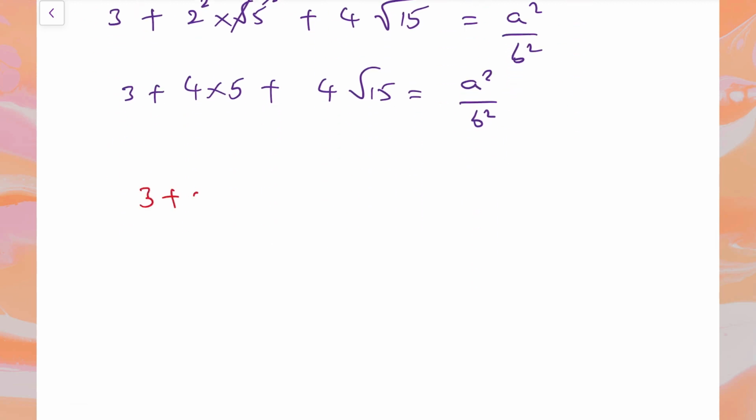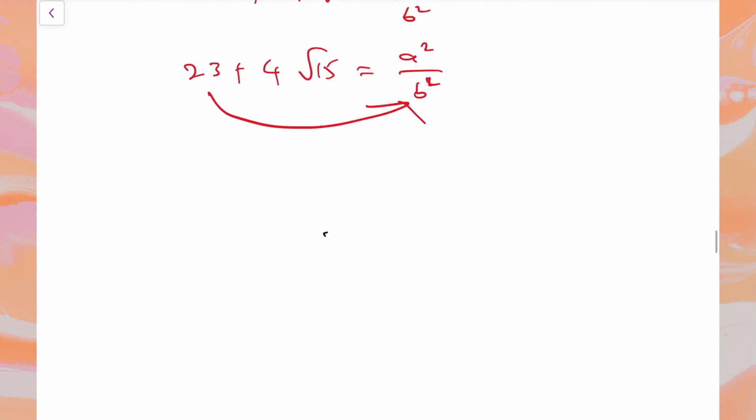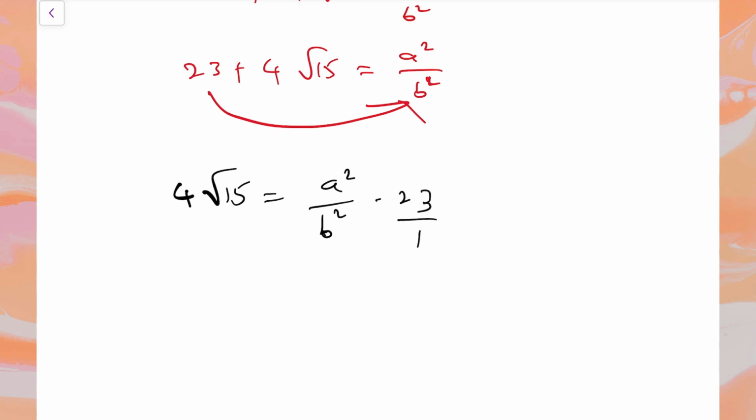3 plus 4·5 is 20, plus 4 root 15 equals a square by b square. 3 plus 20 is 23, plus 4 root 15 equals a square by b square. Take 23 to the right side. 4 times root 15 equals a square by b square plus 23, which will become minus 23. Write this 23 as 23 by 1.